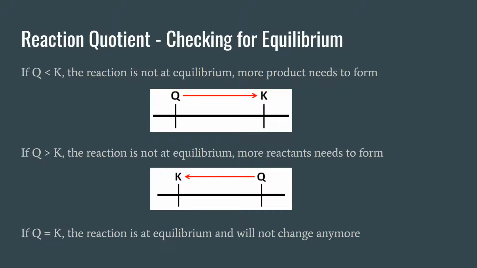If they're less than K, then we still need to make more product to reach equilibrium. If we are greater than K, then we've passed equilibrium. We've got to come back down a little bit. And so this will help us determine which way the reaction is still moving.